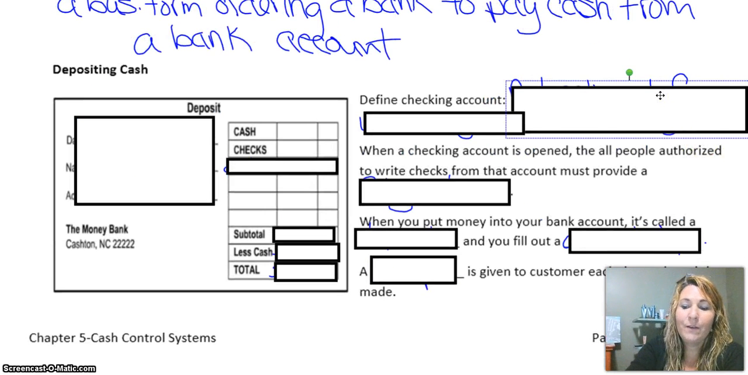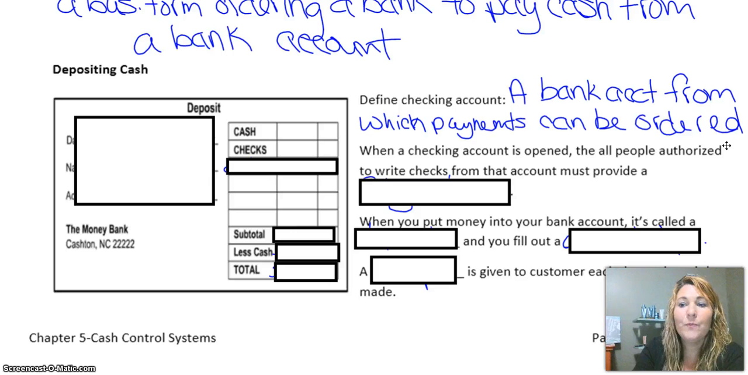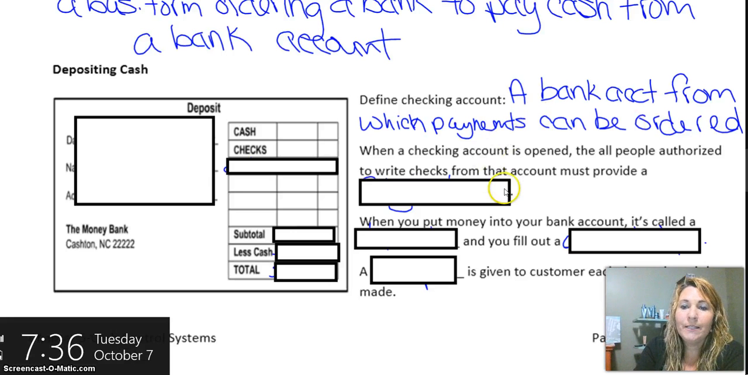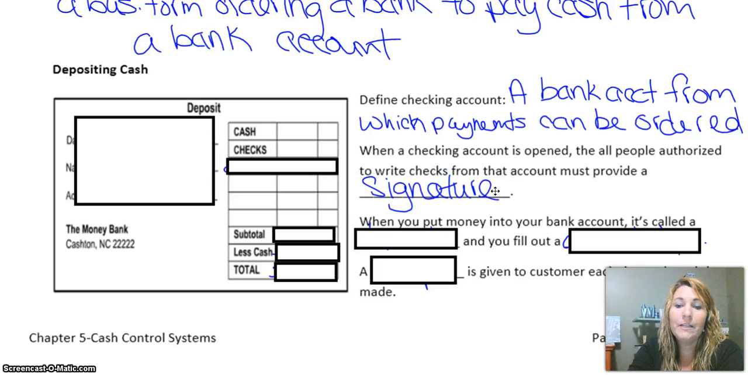So let's go ahead and define what a checking account is. A checking account is a bank account from which payments can be ordered. When a checking account is opened, all the people authorized to write checks on that account must provide a signature. So when you go to open a checking account, everyone who is allowed to sign your checks needs to sign a signature card.